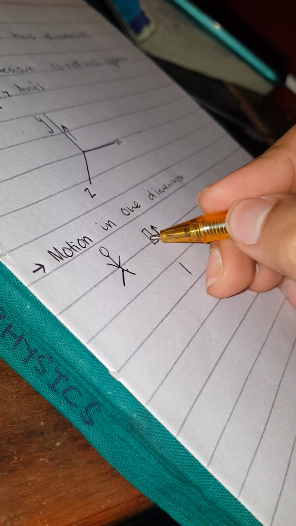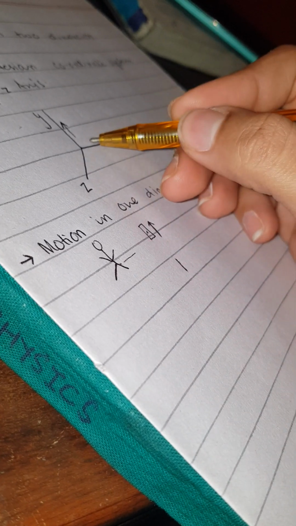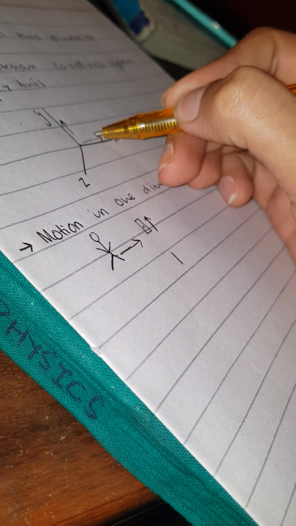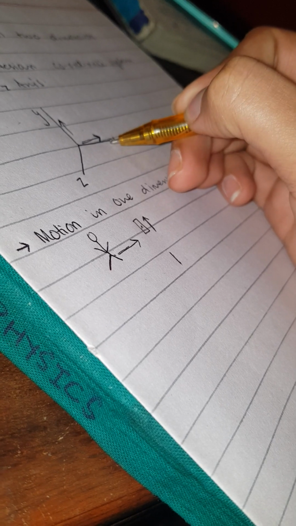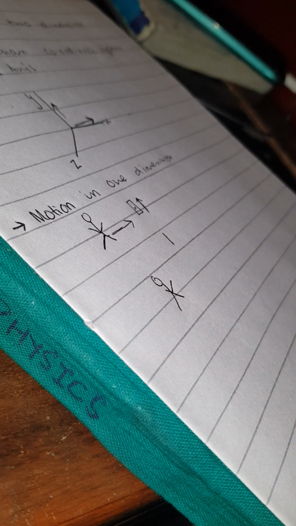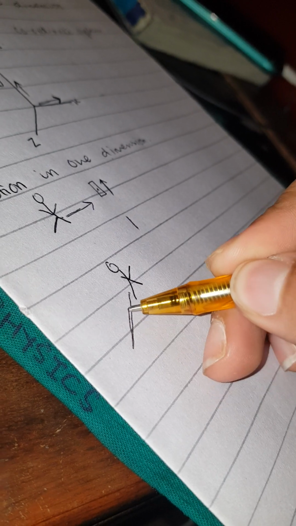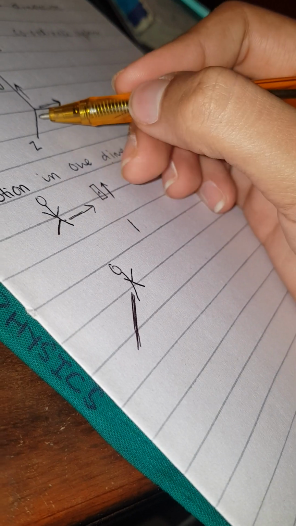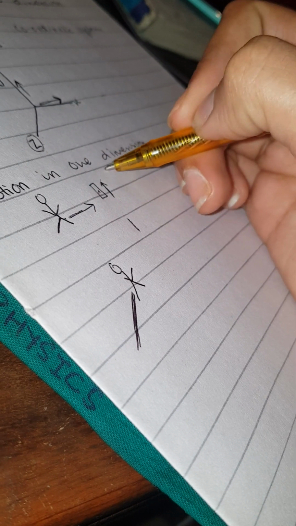Then if that person is moving forward, he is moving along the x-axis, so it is also motion in one dimension. And if the person or the lift is moving in this other direction, then the person is working on the z-axis, which is also motion in one dimension.